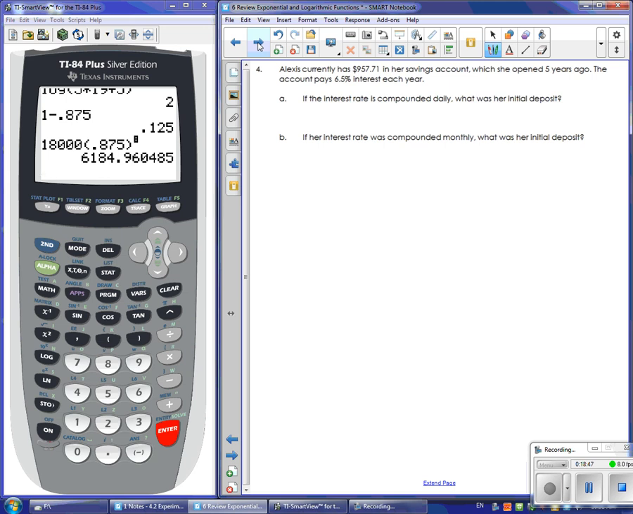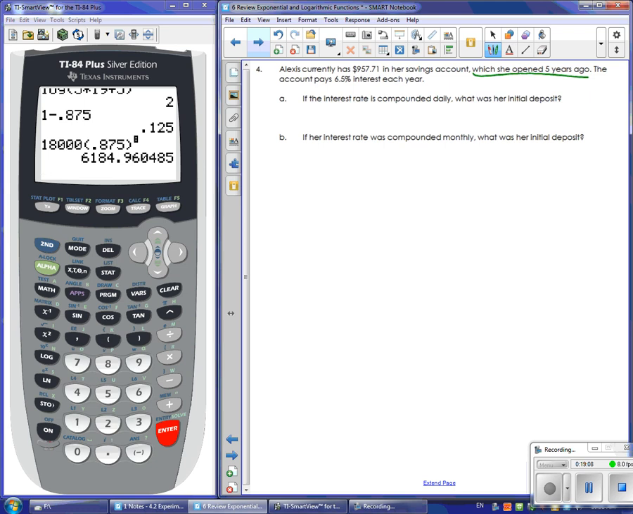Alexis currently has $957.71 in her savings account. Now, I forgot to add this part, so the paper that you have does not include that statement that says that she opened the account 5 years ago. So make sure that you write that down, because you need to know how long the money's been in the account. You're also given that the account pays 6.5% interest.